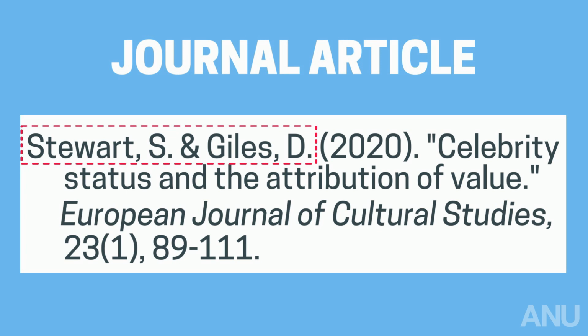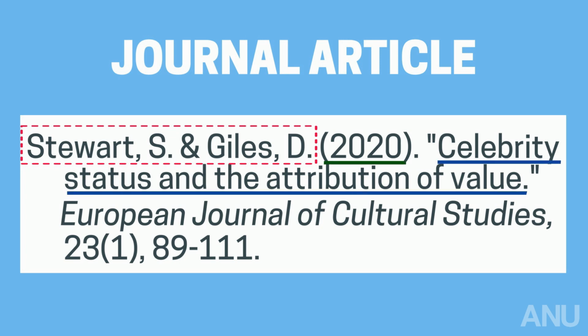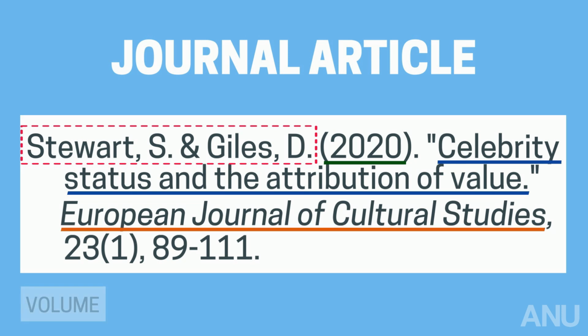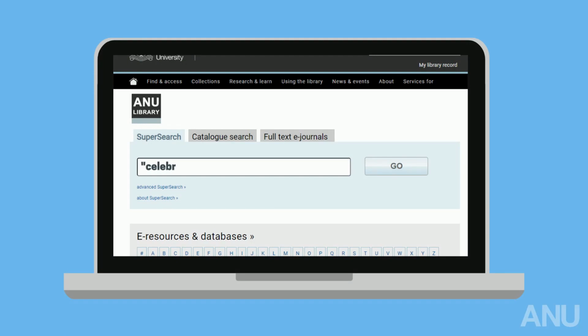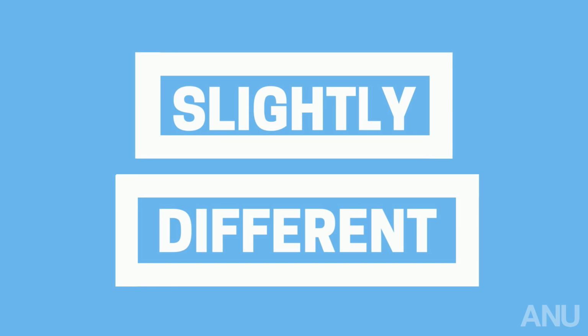The authors are presented first, followed by the date here. The title is in quotation marks, followed by the journal the article appeared in. After this, we find the volume number, issue number, and page range. Using this, you can search for the item on the library website and find the exact page this citation is referring to. Note that each referencing style may present this information in a slightly different order.